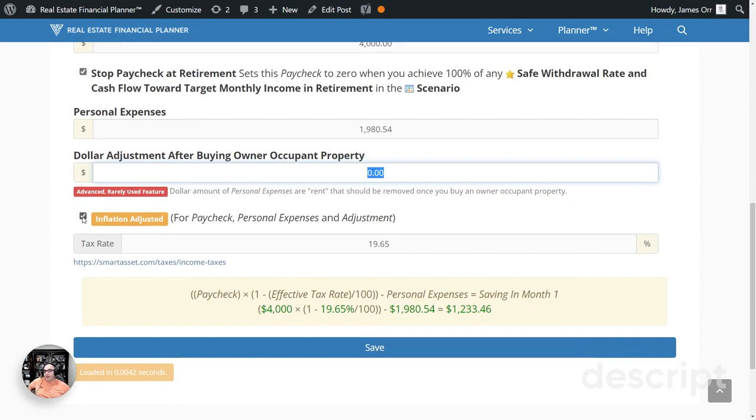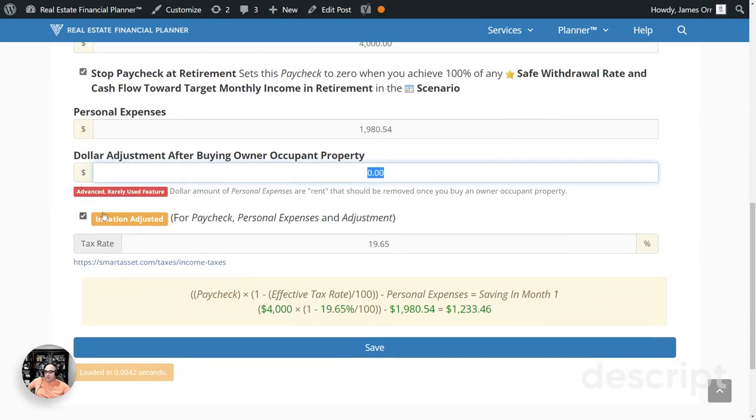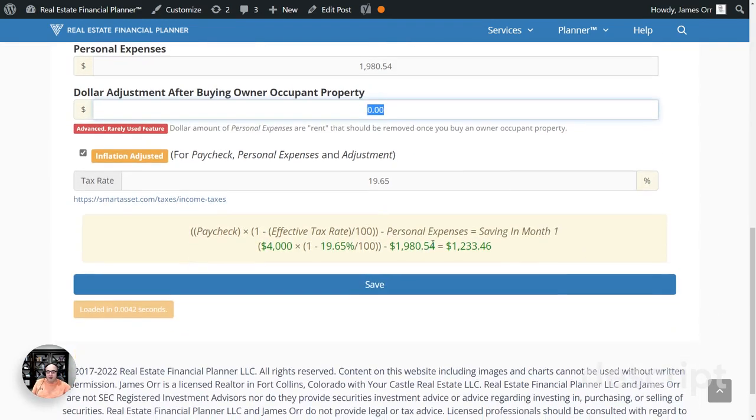So if you knew you were getting $4,000 a month, but that never increased, it's always $4,000 a month, even 10 years in the future, then you could leave this unchecked. In this case, the $4,000 is the money from her job at the small manufacturing company. She's an accountant there. That money is increasing with inflation, as are her personal expenses. So the personal expenses also increase with inflation. We check this off to do that. And then her tax rate on her income is 19.65%. So we're saying her tax rate is 19.65% on the income she's earning. And so the amount of money she's left over to pay her mortgage and stuff like that is all shown down here. Okay, so that's the rule for her income.